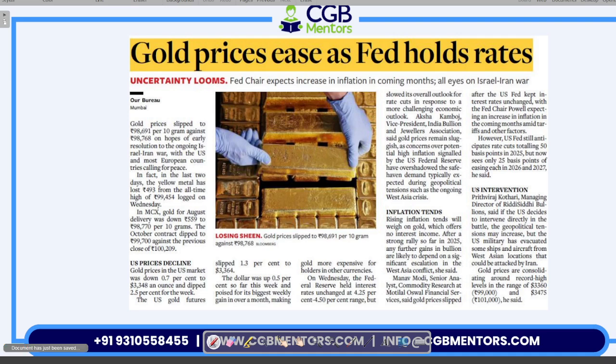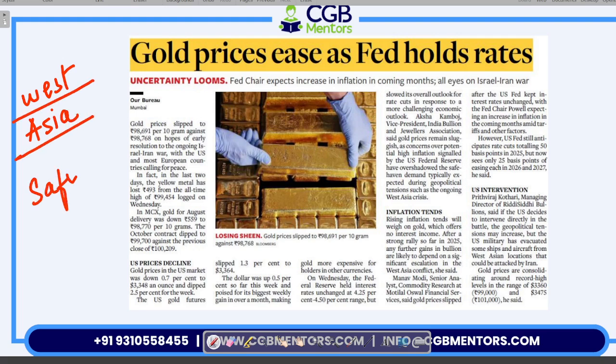Moving on to our next article that talks about gold prices easing as the Fed holds the rates. Now over here, what is happening? We all know that right now there are tensions going on in West Asia. Now, as the market is disrupted, investors like to invest in safe assets. Okay, they want us to invest in safe assets, such as gold.